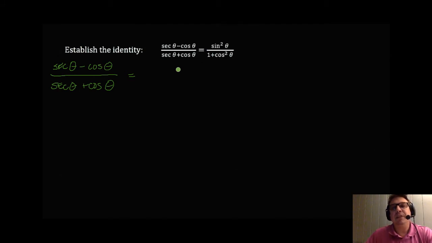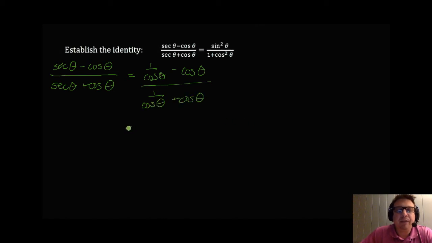The idea of establishing an identity is to show that one side, through all the rules of using identities, and factoring, and using algebra, and addition, subtraction, all of that stuff, that I can get to where I want to be. So now I rewrite the secants, and that's going to be 1 divided by cosine theta minus cosine theta, all divided by 1 divided by cosine theta plus cosine theta.